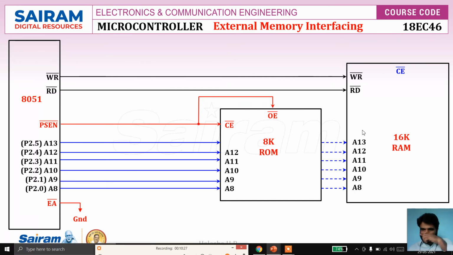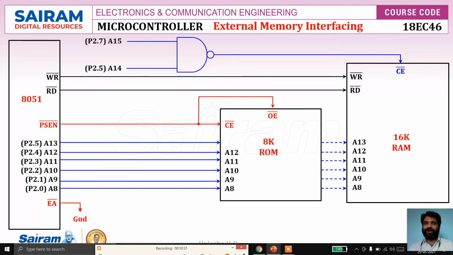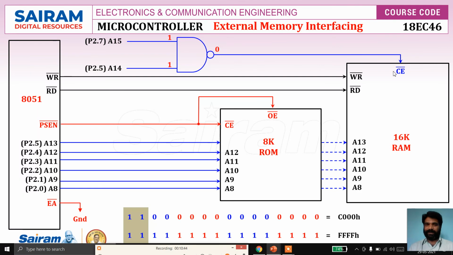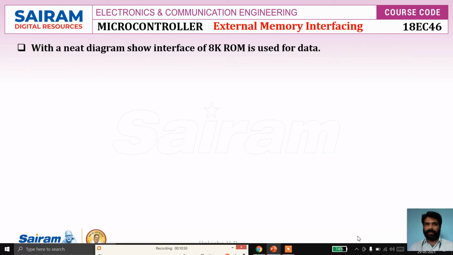And here the unused address lines are A14 and A15. Only two unused address lines, so they are used for the decoding logic. Only A14 and A15 are used. If it is 1 1, its output is 0 and the chip is selected. So the address range becomes, these are the unused bits, C000H to FFFFH.